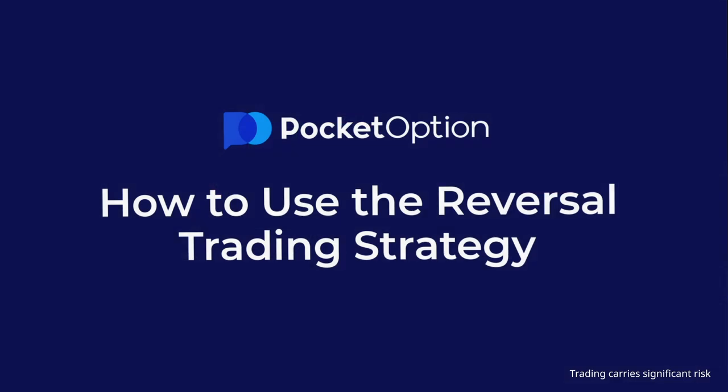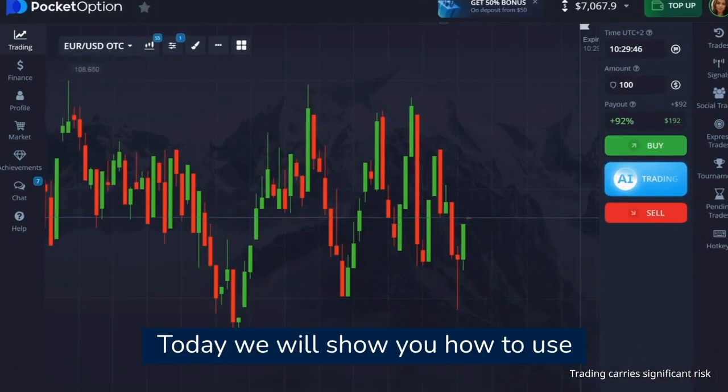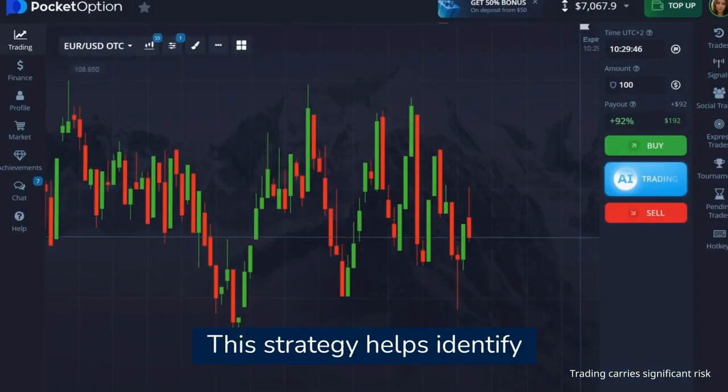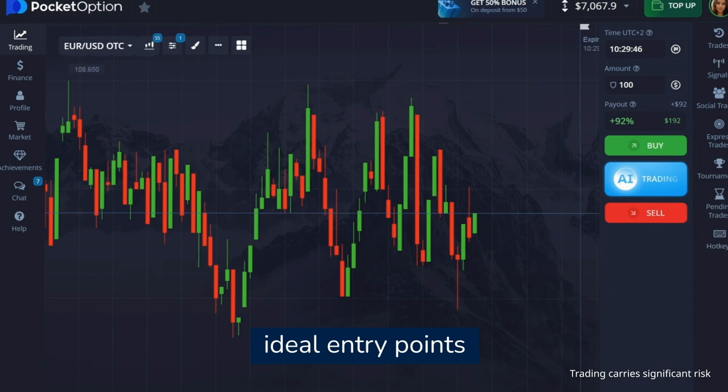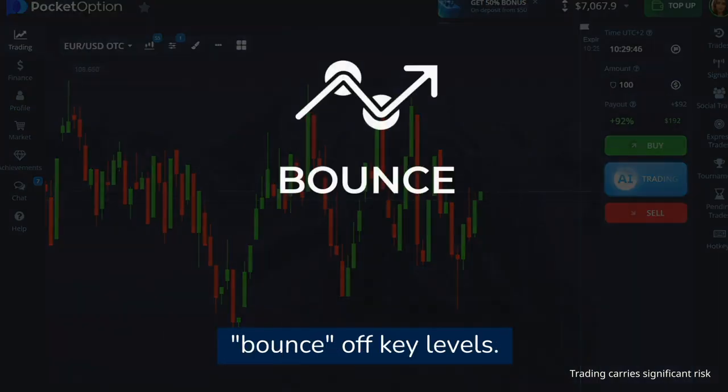How to use the reversal trading strategy. Today, we will show you how to use the reversal trading strategy for quick trades. This strategy helps identify ideal entry points by recognizing that prices often bounce off key levels.